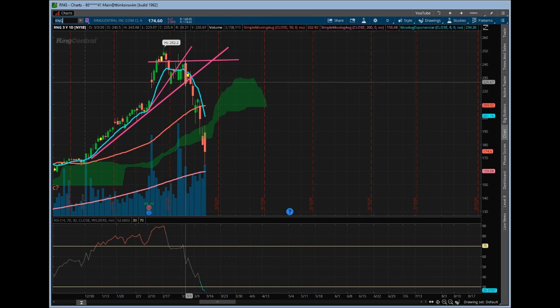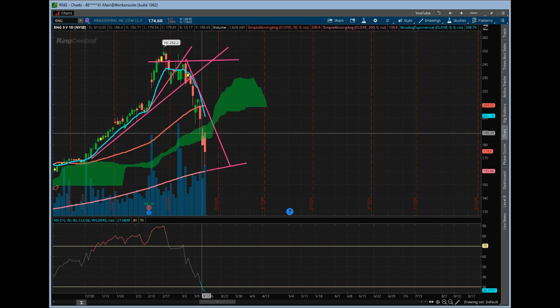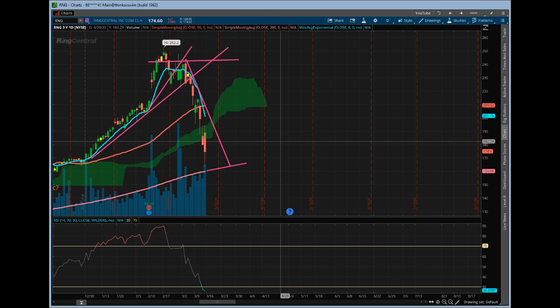RNG, RingCentral, interesting. Let's get our trend lines back up here. Here's your lows. It's still below the trend line, and it went directly to the cloud twice. The 200-day moving average is right here, so maybe a possible pullback to the 200 MA, and we'll see what it does there.